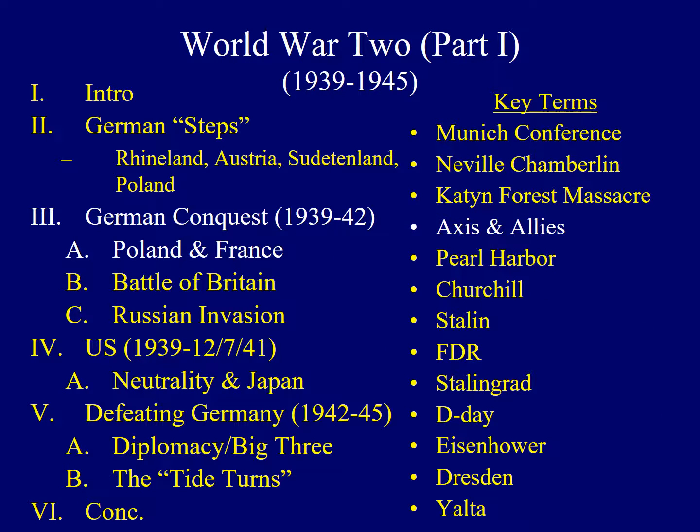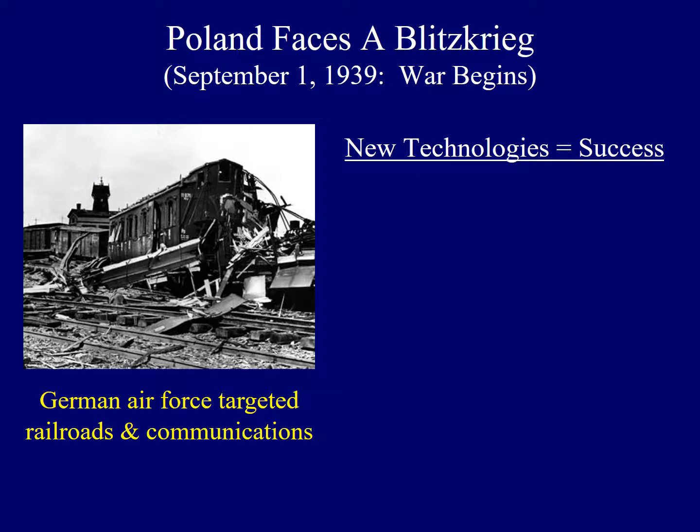Next, I'd like to explore some of the early events in the war from 1939 to 42, where we see very successful German conquest. World War II began in September of 1939 when German troops invaded Poland. Germany employed several new technologies which helped with their success. Their strategy was called Blitzkrieg, which could be translated to lightning warfare.